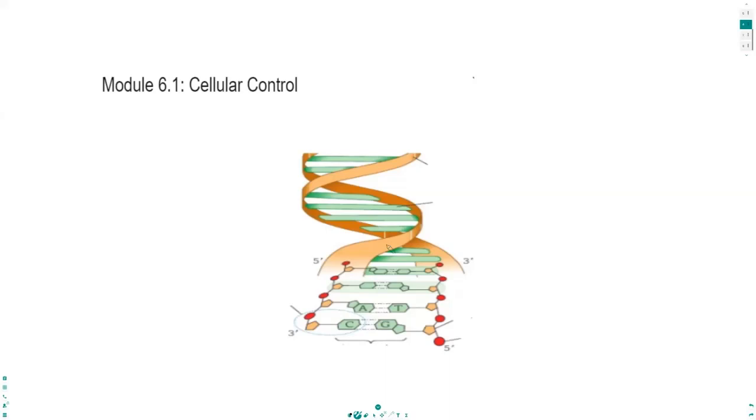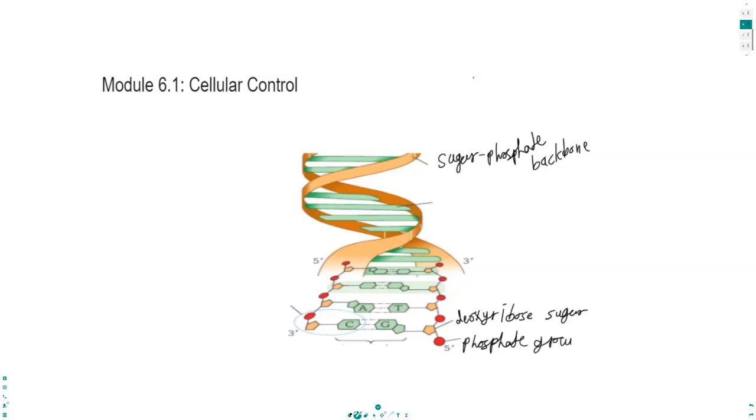This yellow line that we can see here is the sugar phosphate backbone. That contains the deoxyribose sugar and the phosphate group. So here, this is the deoxyribose sugar, and this here is the phosphate group. So that's deoxyribose and that's phosphate, and they make up the sugar phosphate backbone.